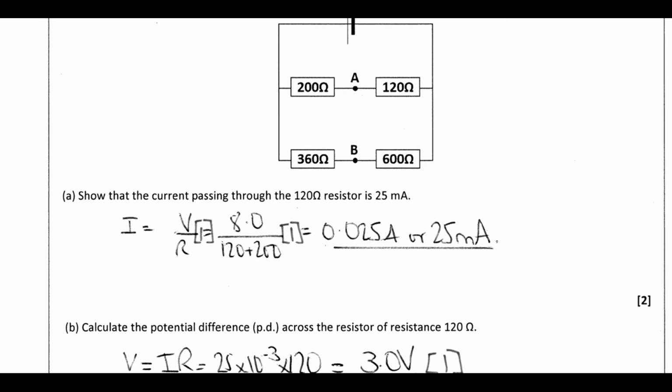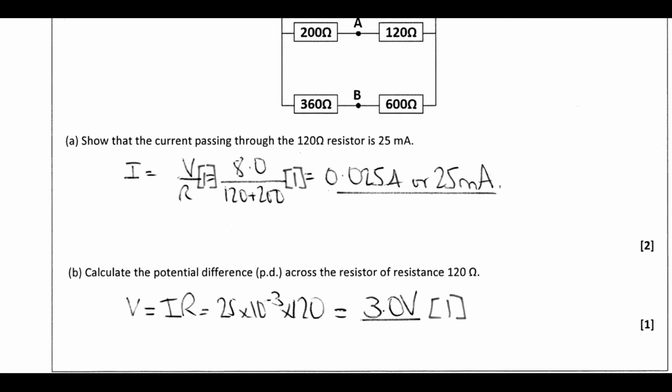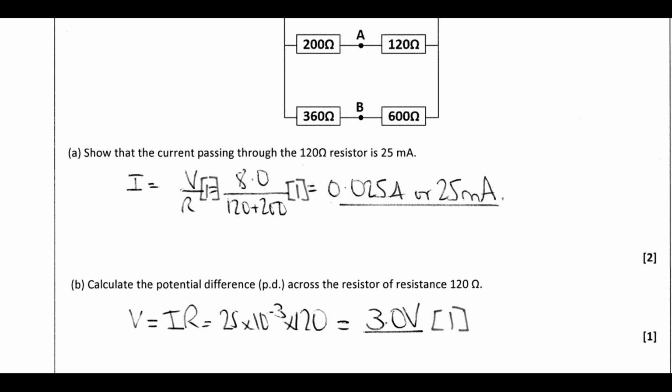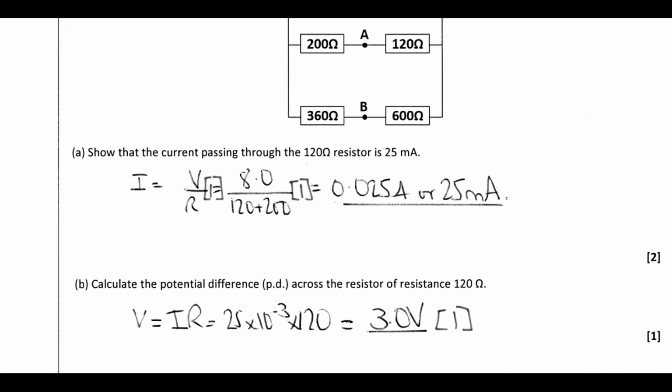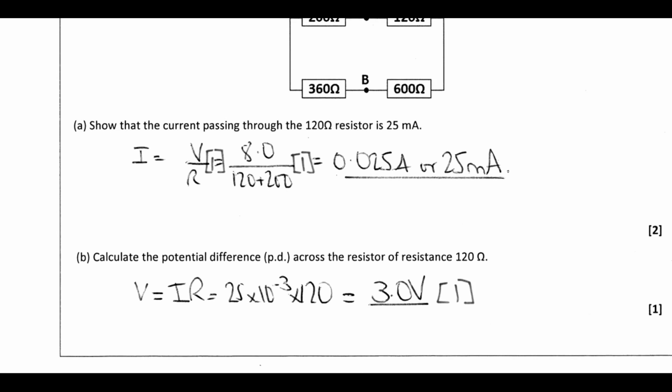So that's the current through that one. Then it wants us to find the potential difference across the 120 ohm resistor. I used Ohm's law. I've got the current, I've got the resistance, so multiplying those two together gives you the potential difference across the 120. Alternatively, you could have used your potential divider equations and done 120 over 320 times 8, which again would give you 3 volts as the answer. It's only worth 1 mark, so you just have to get 3 volts, and that's your mark.